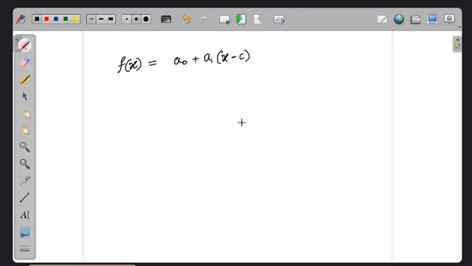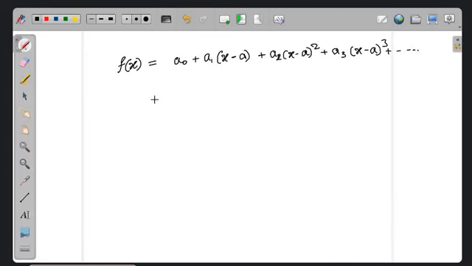Okay, let's write c as a. Plus a2 into x minus a whole square plus a3 into x minus a whole cube plus and so on. So it means you are writing an expansion centered at a. So if you write an expansion centered at a, then you need to find these values, right?